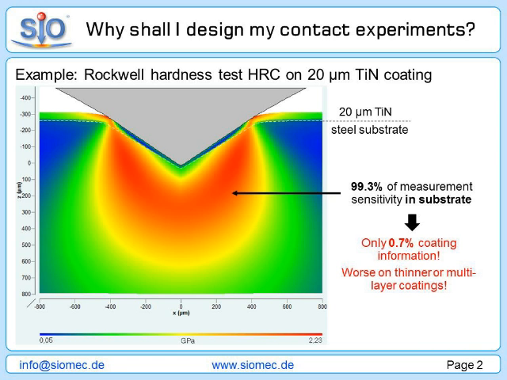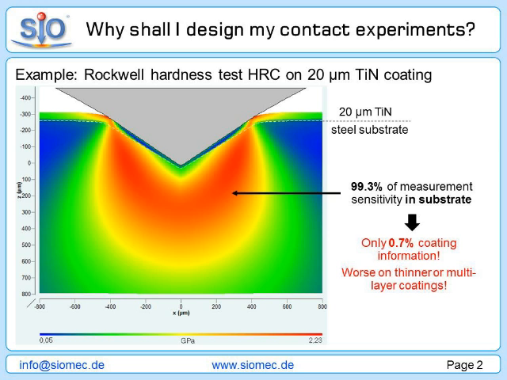For instance, the Rockwell hardness test HRC, which has been performed on a 20 micrometer thick titanium nitride coating, would result in the main stress field located deep down in the substrate, resulting in the sensitivity of the measurement also being deep down in the substrate. Exactly 99.3% of the measurement information is coming from the substrate. And this means in turn that only 0.7% of the measurement information is coming from the coating.